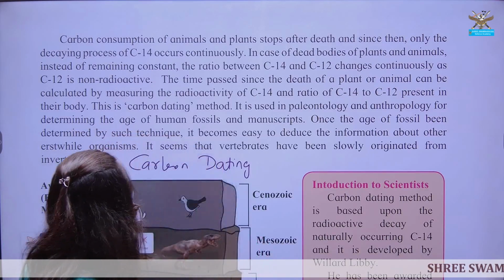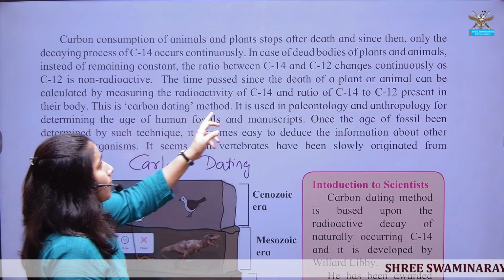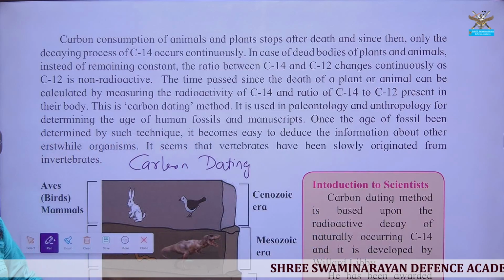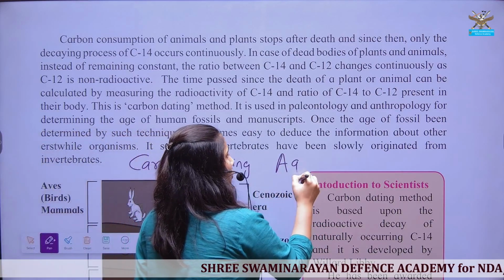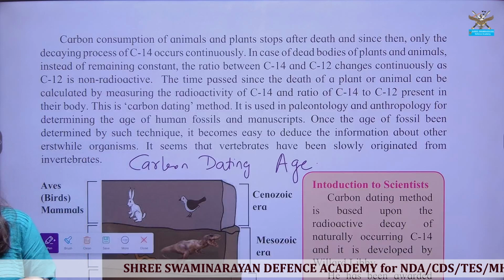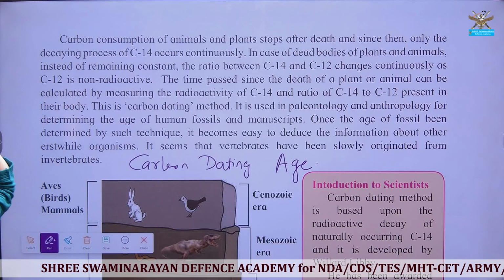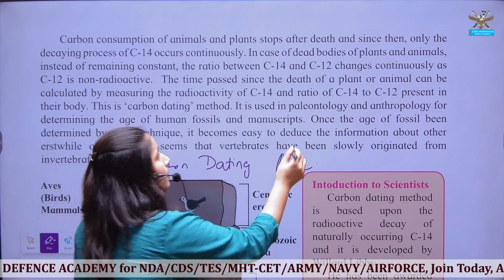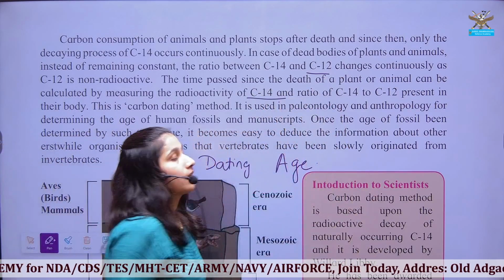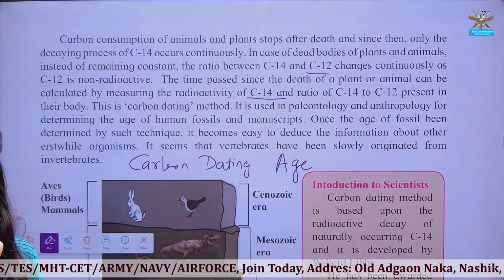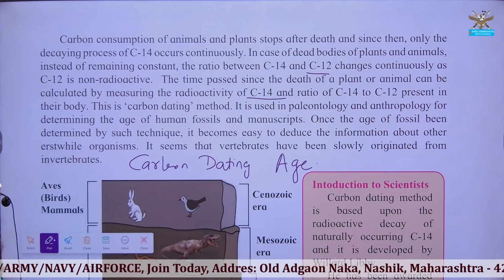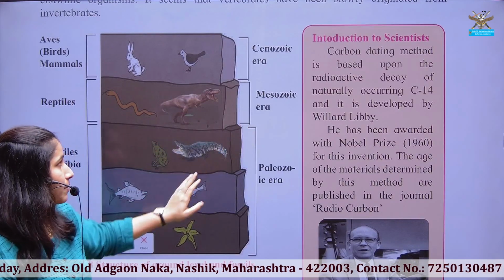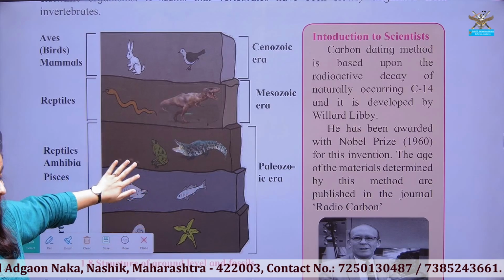So the radioactivity of C14 to C12 is seen, and this radioactivity tells us the age of this dead organism, in what era it lived, how many years have passed since it became a remnant or fossil. Okay, so the activity of C12 and C14 is responsible for knowing the age of these fossils. These are different eras. Birds were seen in the Cenozoic era, and in the Mesozoic era, all the reptiles and dinosaurs were there.